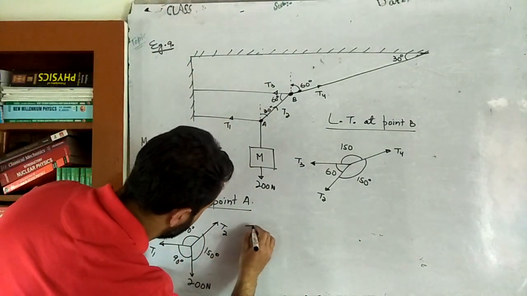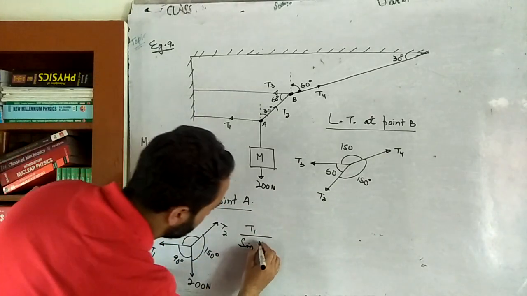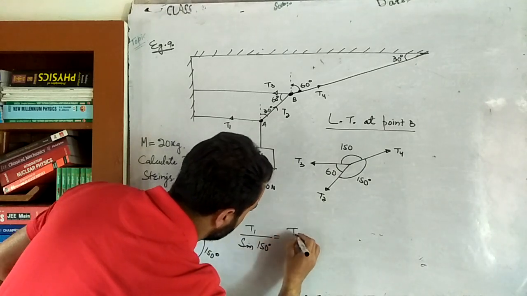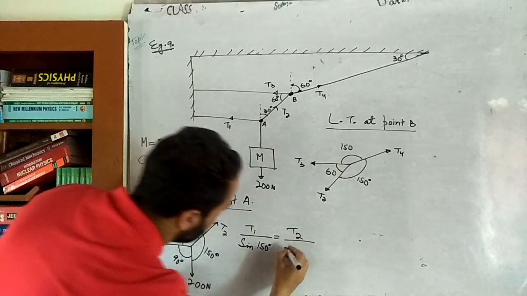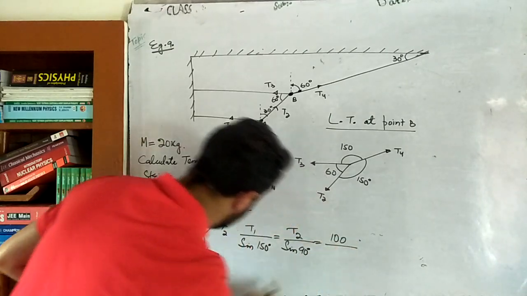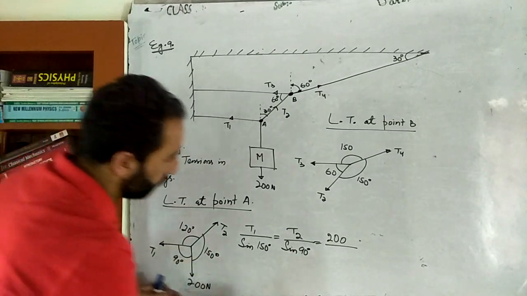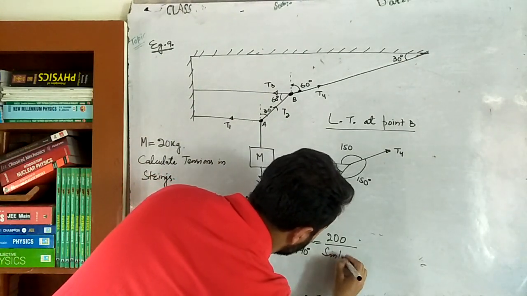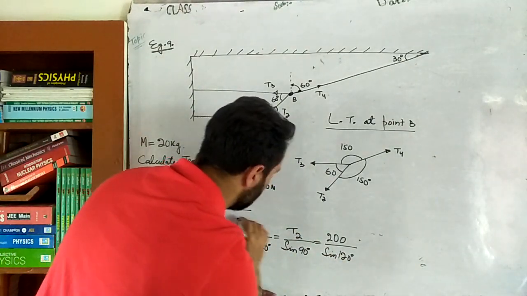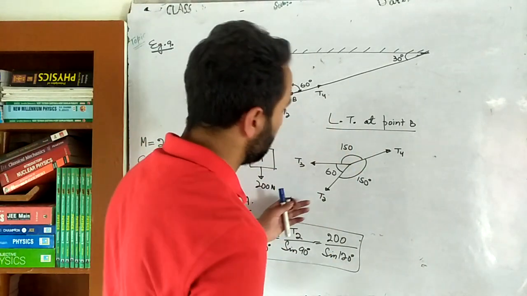Lami's theorem here is T1 divided by sine of the angle opposite, so sine 150, is equal to T2 divided by sine 90 degree, is equal to 200 divided by sine of 120 degree. From this equation, you can calculate the values of T1 and T2. Once you calculate T2, then use Lami's theorem here.